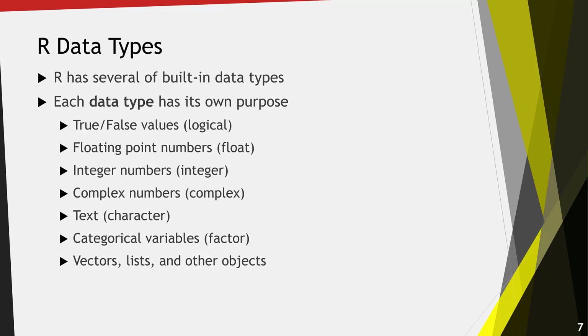So I said that R has its own built-in data types. Each data type has its own specific purpose. There's a few we'll cover today. Those are logical values, which are true-false values. Floating point numbers, which are arbitrary numbers that can have decimal places and exponents. Integer numbers, which are round numbers. Complex numbers, which include the imaginary component. Text, categorical variables, and things we'll cover in future videos: vectors, lists, and other objects.